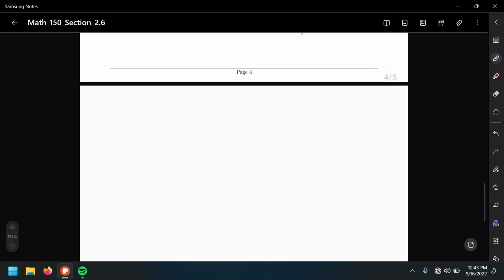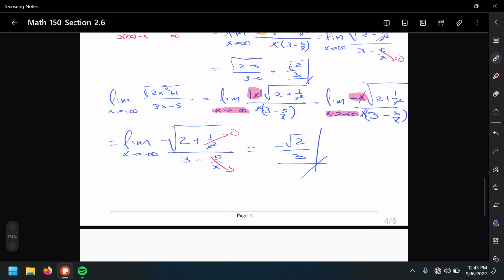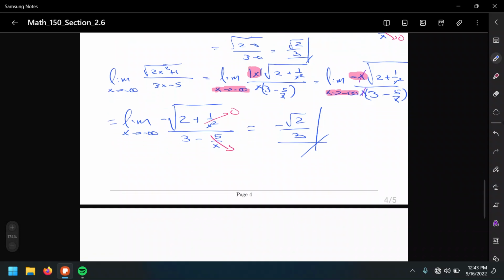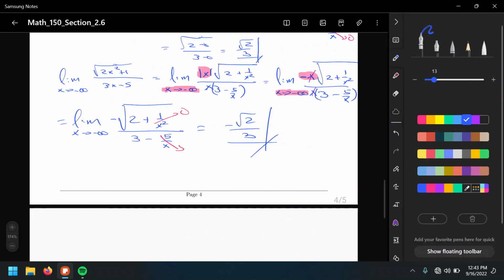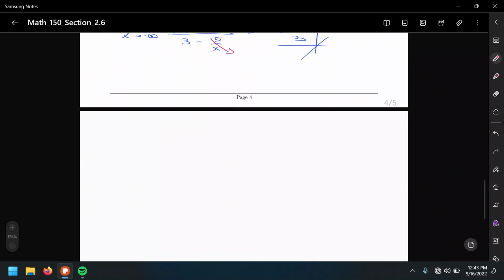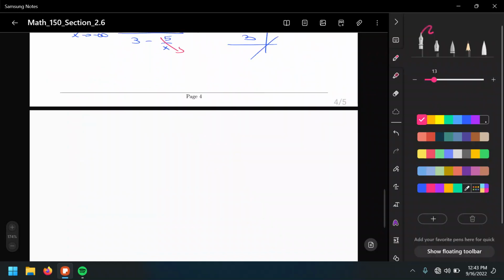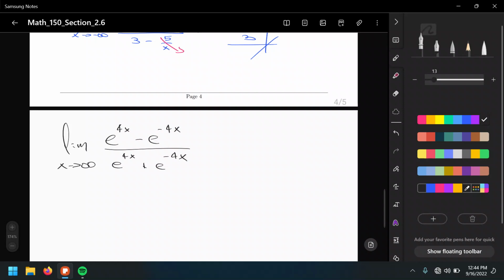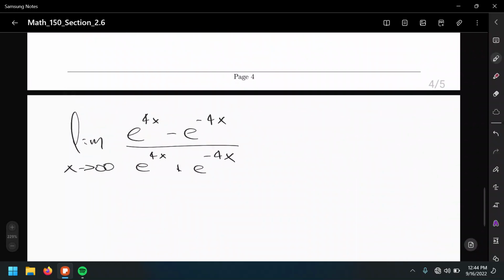But let me make up another example that I think is something you will see on the homework. You may see it on a quiz. You may see it on the exam. So let's see. What about this limit: limit of e to the 4x minus e to the negative 4x over e to the 4x plus e to the negative 4x, as x approaches infinity. Whoa, this is going to be interesting.